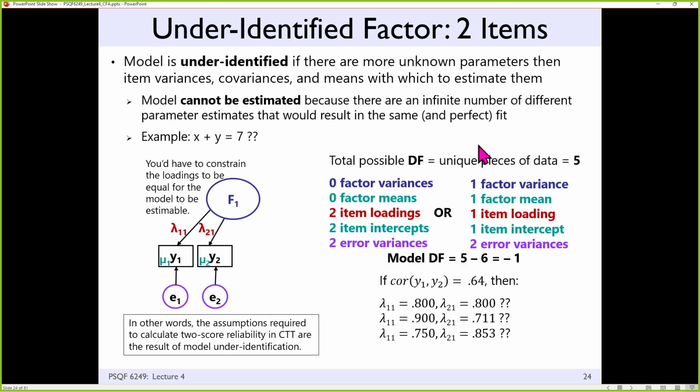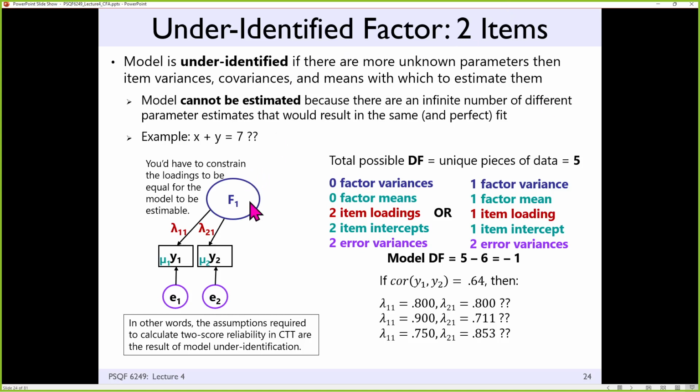So when would it not be? Well, if you only have 1 or 2 indicators per factor. So language, picking up more vocabulary words. The term under-identified means you are trying to estimate more parameters than you have pieces of information with which to estimate them. Under-identified is like an overdrawn bank account. You're spending money you don't have.